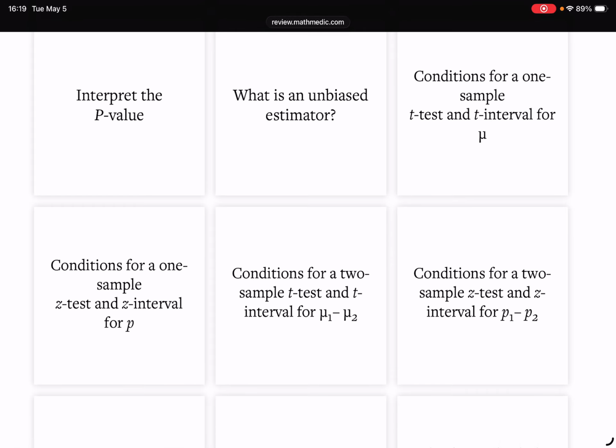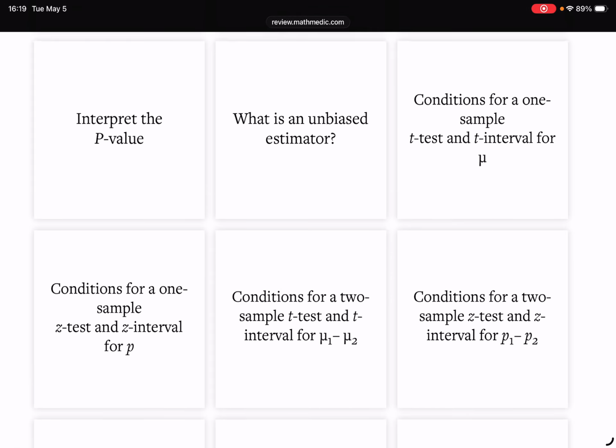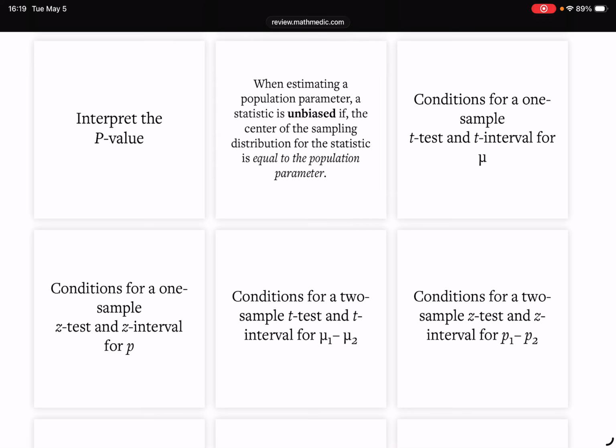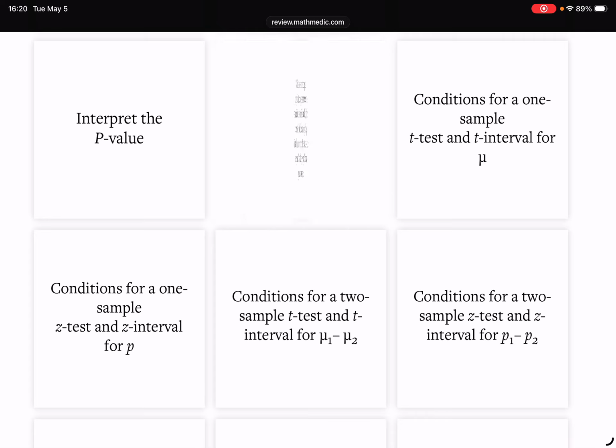Okay, next is what is an unbiased estimator? It says when estimating a population parameter, a statistic is unbiased if the center of the sampling distribution for the statistic is equal to the population parameter. Okay, so if the center is equal to the population parameter, it is unbiased.